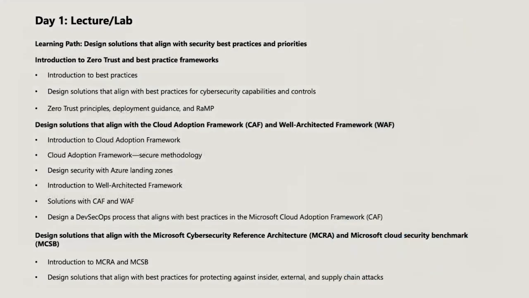When we talk about day one, we'll talk about some topics revolving around Zero Trust: what different capabilities we have, what comes in the Zero Trust principle, deployment guidance, and what is RAM. We'll also talk about the CAF, Cloud Adoption Framework, and the Well-Architected Framework, WAF. We'll also discuss the MCRA, Microsoft Cybersecurity Reference Architecture, and the Microsoft Cloud Security Benchmark, MCSB. So the discussion today will revolve around these topics.